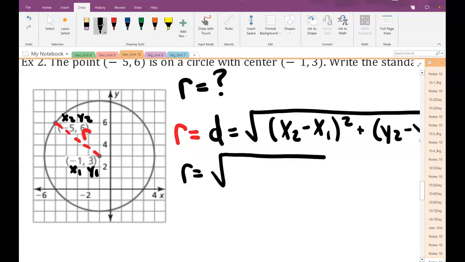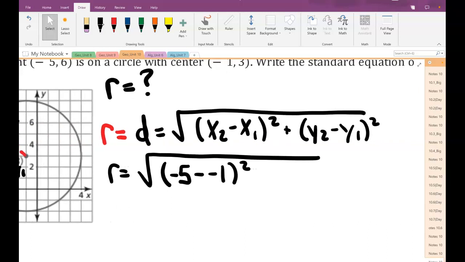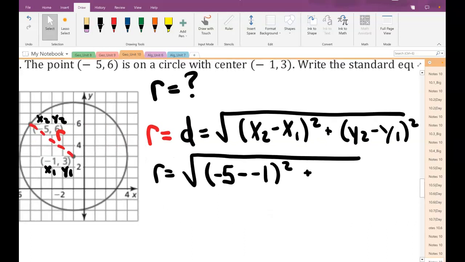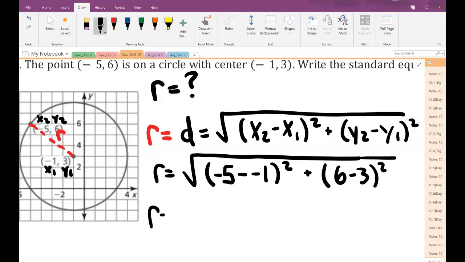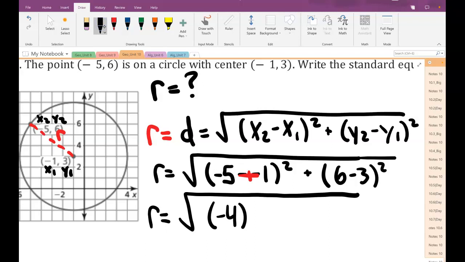is equal to the square root of x2 is -5, so -5 minus -1 squared, plus our y2 term, which is 6, and then our y1 term is 3, so we have 6 minus 3 squared. So our radius is equal to, if we simplify, this again turns into a chunky plus. So you have -5 plus 1, it's -4. So -4 squared plus 6 minus 3, that's 3. So we have 3 squared.